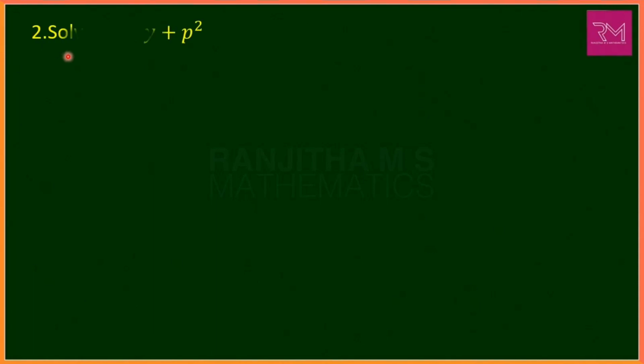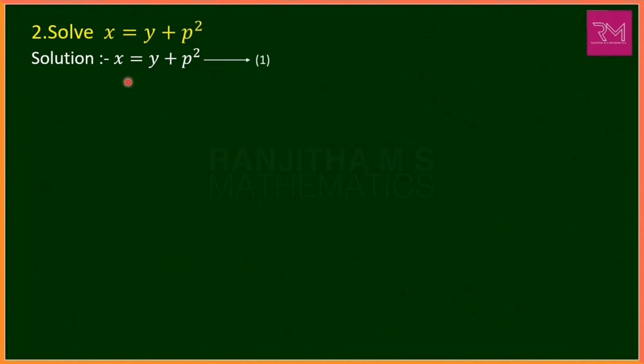Here is another problem. Solve x is equal to y plus p square. Observing this problem, this is a non-linear differential equation which can be solved with the help of the solvable for x method, or we can solve it with the solvable for y method, because there is only one x term and only one y term. Take the given problem x is equal to y plus p square. Here I am applying the solvable for x method. This is an equation of the form x is equal to f of y comma p. Call this equation number 1.